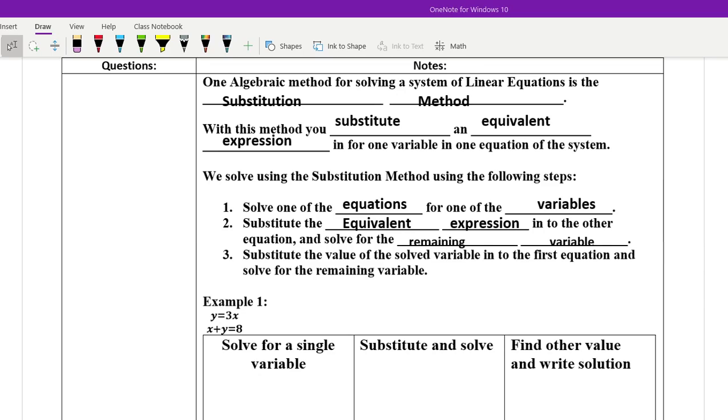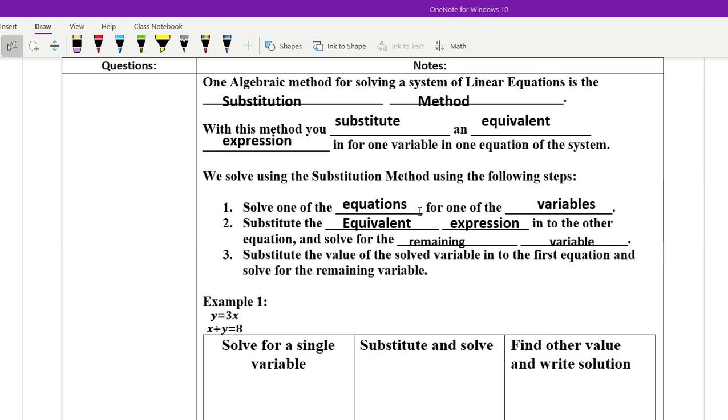Today we'll be going over solving systems of equations with the substitution method. In the substitution method, we substitute in an equivalent expression for one variable into one of the equations. The steps follow as such.